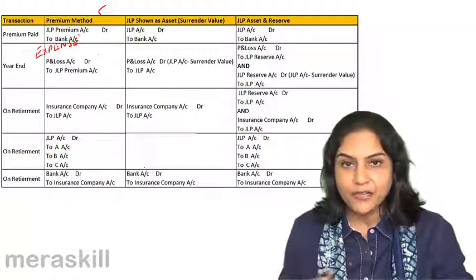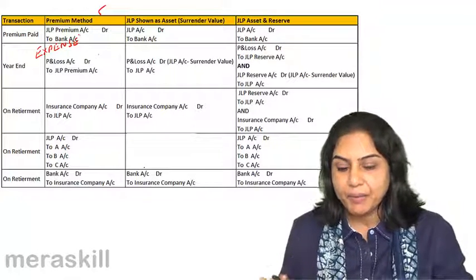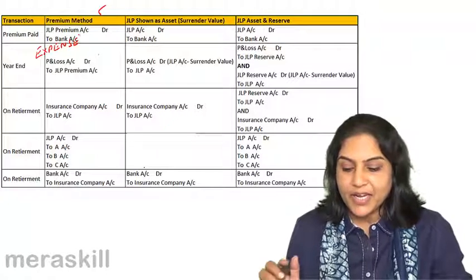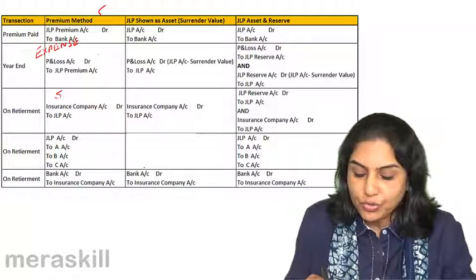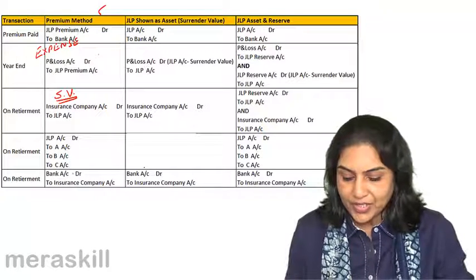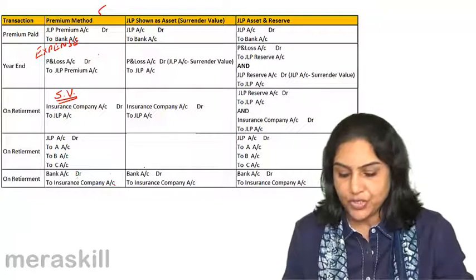So there is nothing. We don't have any asset. Premium paid, transfer to profit and loss account. On retirement, what happens? Insurance company account debit to joint life policy with the surrender value. If it is due, when it's received, of course, bank account debit to insurance company.